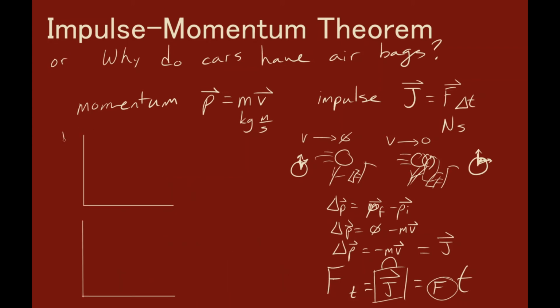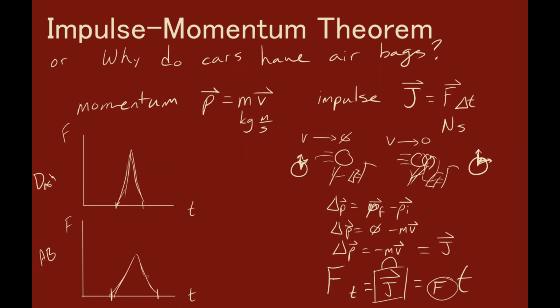So consider a force time graph for both scenarios. We'll say this is the dashboard and this is the airbag. Well, for the dashboard, we have a small amount of time to bring you to a stop. So we said large force. For the airbag, we have a slightly larger time, and we'll have less force.